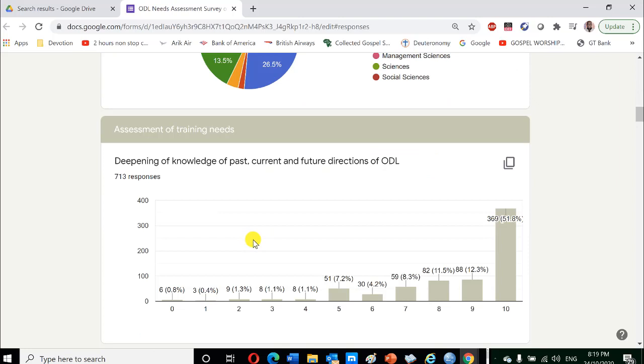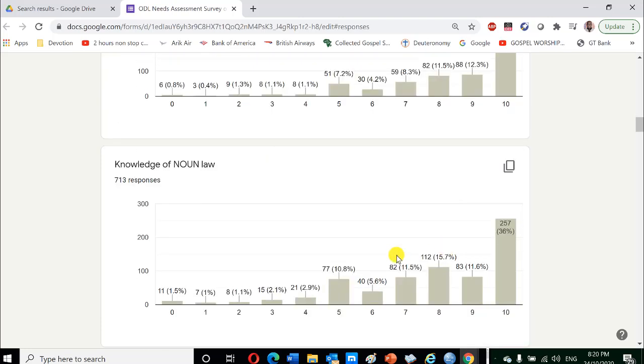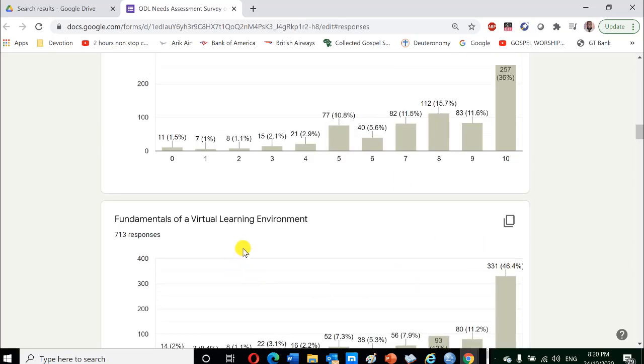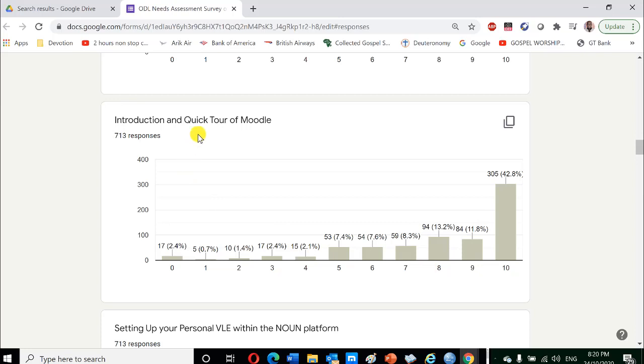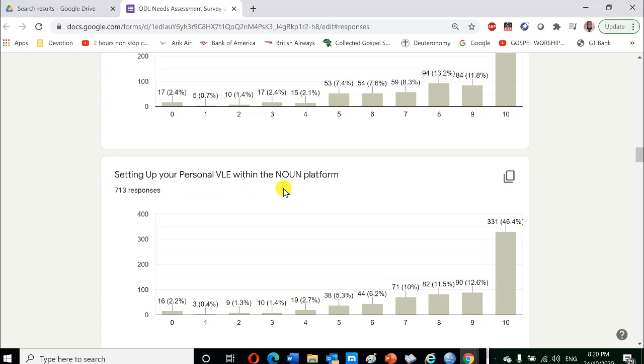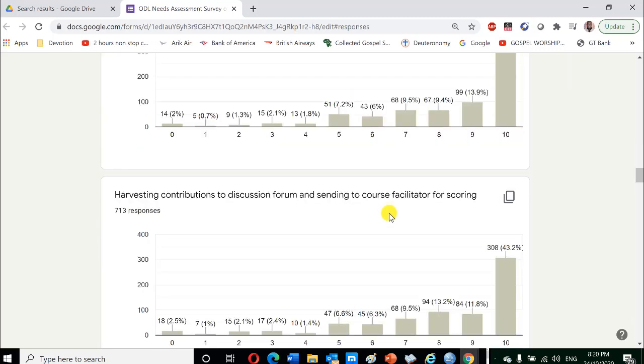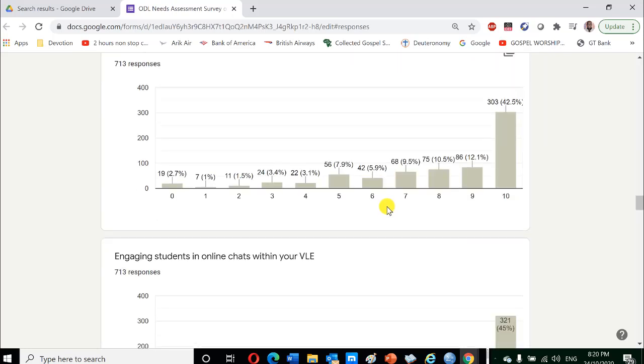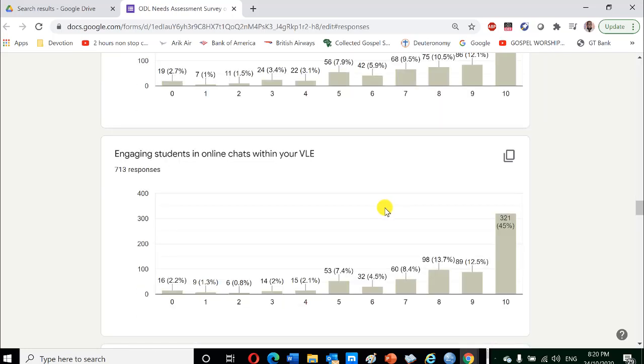And then we asked you, what are your training needs in terms of deepening your knowledge of the past, current, and future directions of ODL? Now, I want you to look at this graph and see that towards the right is where many people say, yes, we need this. They say they need training in knowledge of NOUN law, fundamentals of the virtual learning environment, introduction and quick tour of Moodle, and setting up your personal VLE within the NOUN platform. So we found out that our wonderful admin staff, county 7 to 11 of the National Open University, need training in these areas.